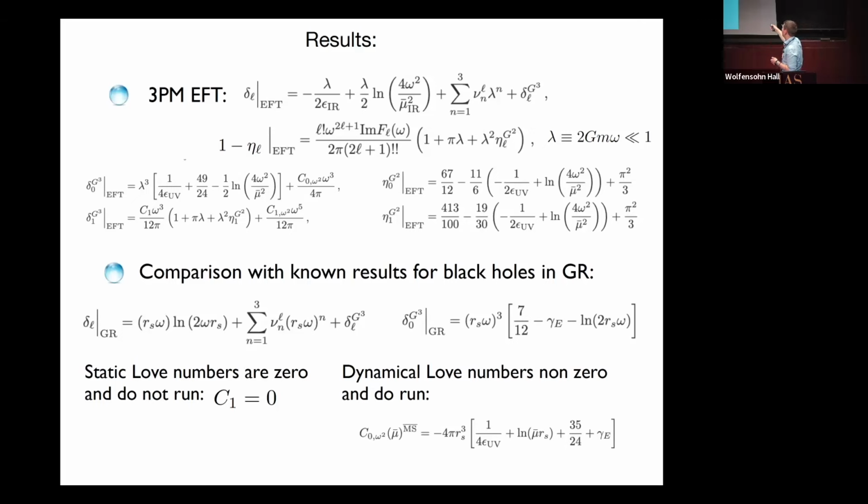At some point, we have a divergence in the S wave that is precisely renormalized by the dynamical Love numbers. We also calculated the inelasticity parameters, and then we renormalize them. We obtain some non-trivial matching conditions, and we compare these results for black holes with black hole perturbation theory answers. So that looks like this. There are also many logs in this expansion, and it's not clear if these logs are IR or UV, but after the matching, we identified them quite nicely. We showed that the static Love numbers are zero and do not run, consistent with the off-shell calculations, and then dynamical Love numbers are non-zero and they run, and we match them completely for the first time.